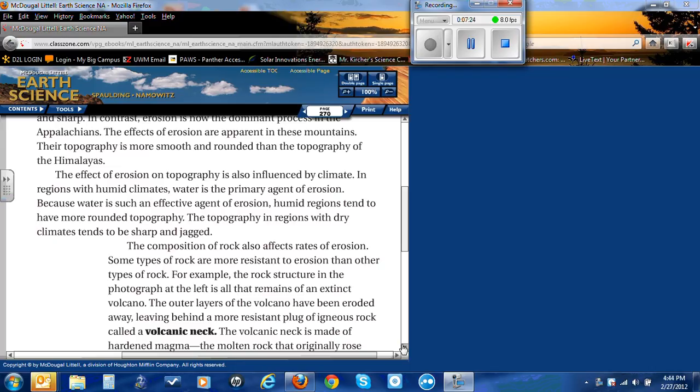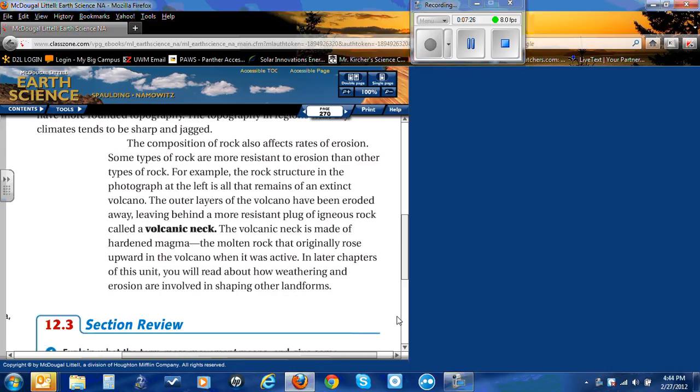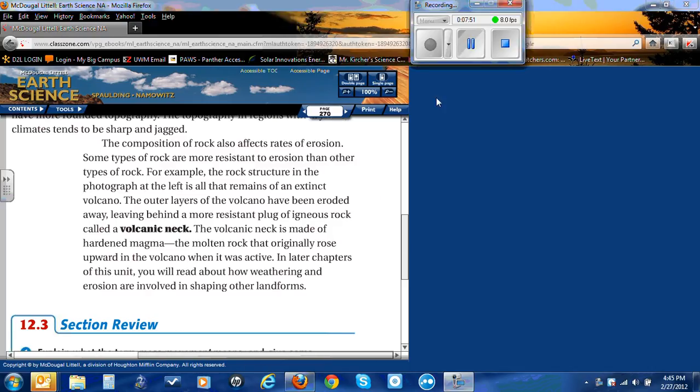The composition of rock also affects rates of erosion. Some types of rock are more resistant to erosion than other types of rock. For example, the rock structure in the photograph at the left is all that remains of an extinct volcano. The outer layers of the volcano have been eroded away, leaving behind a more resistant plug of igneous rock called the volcanic neck. And I apologize, in this edition there is no picture.